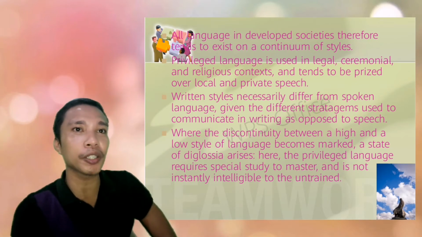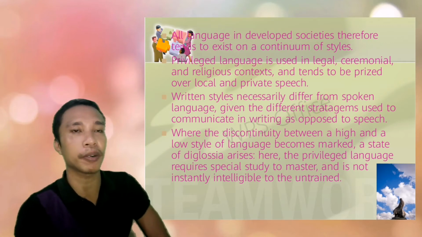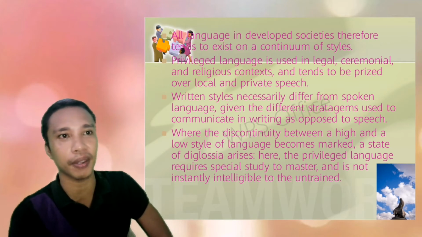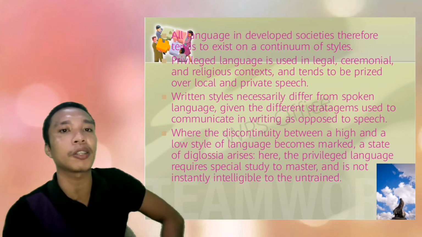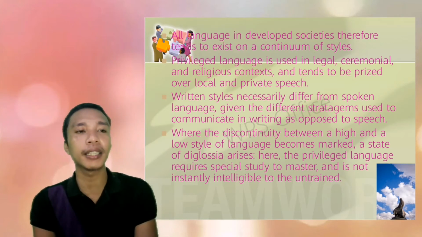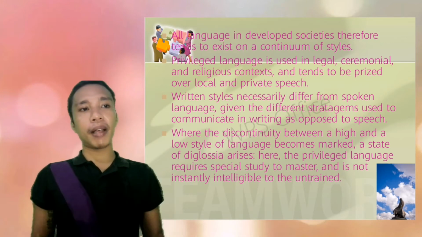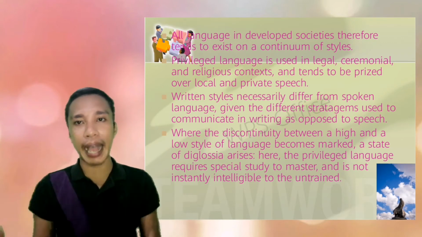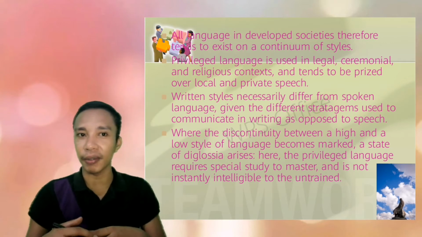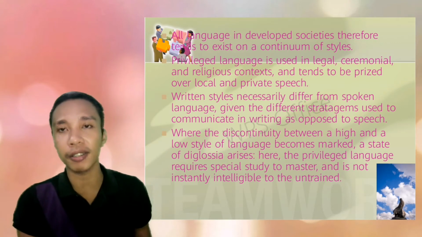All right. Privileged language is used in legal, ceremonial, and religious contexts and tends to be prized over local and private speech. So we already know that. Now when we say privilege, that's the formal words or formal language. Written styles necessarily differ from spoken language. Again, we already discussed it, so this is just a quick recap. Given the different strategies used to communicate in writing as opposed to speech, where the discontinuity between a high and a low style of language becomes marked, a state of diglossia arises here. The privileged language requires special study to master and is not instantly intelligible to the untrained. What do you mean exactly by that? If we stop using the standardized language, of course, no one is going to use it. So it would be hard for the next generation to understand and to know how to properly use that standard language that you guys stopped using.